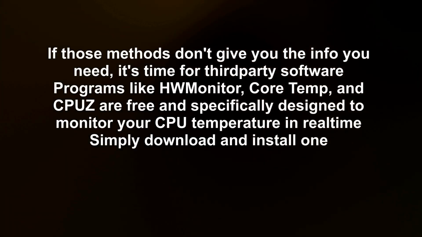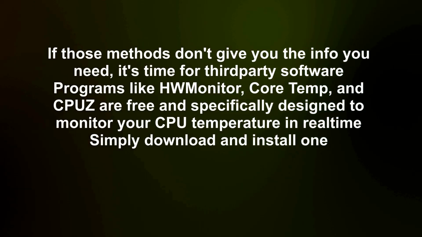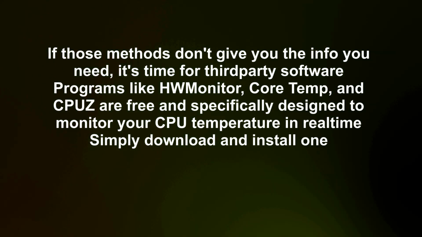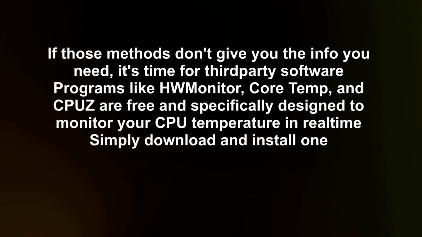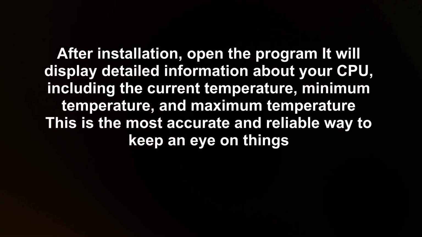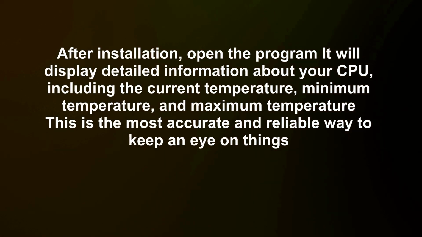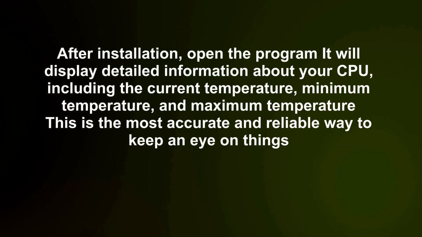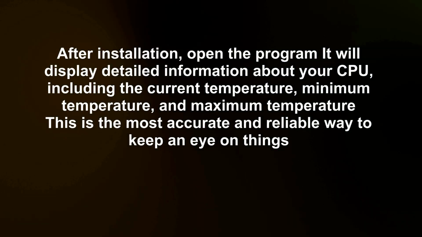If those methods don't give you the info you need, it's time for third-party software. Programs like HWMonitor, Core Temp, and CPU-Z are free and specifically designed to monitor your CPU temperature in real time. Simply download and install one. After installation, open the program. It will display detailed information about your CPU, including the current temperature, minimum temperature, and maximum temperature. This is the most accurate and reliable way to keep an eye on things.